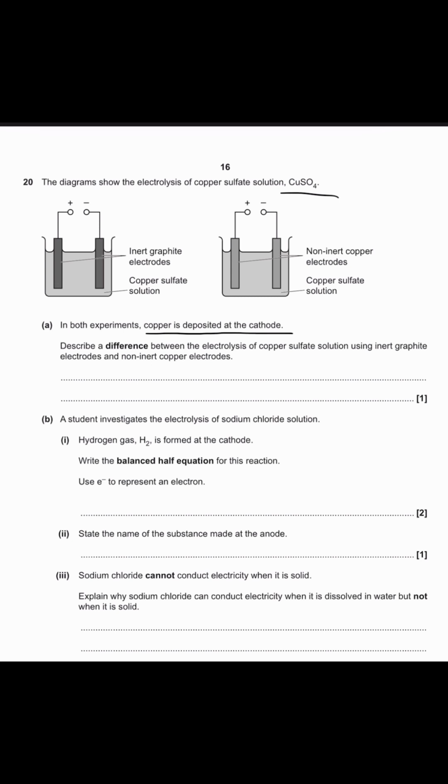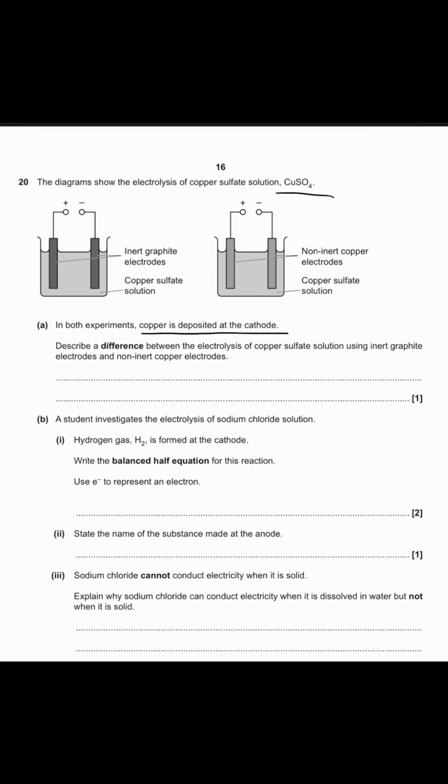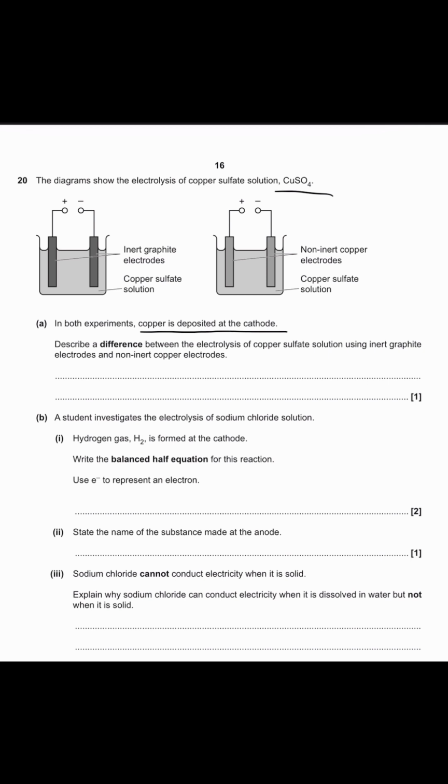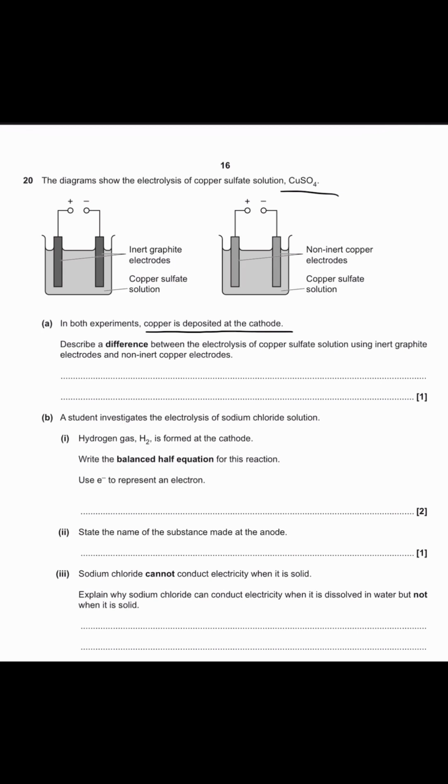Group 1 is more reactive because group 0 is less reactive, because it has a full outer shell. So it has a full outer shell, okay, while group 1 has 1 electron in its outer shell. Okay.